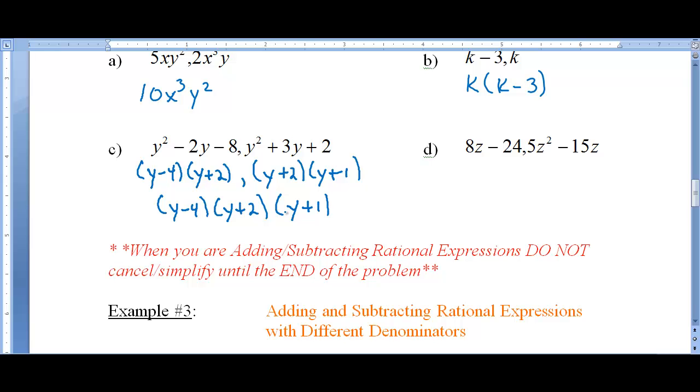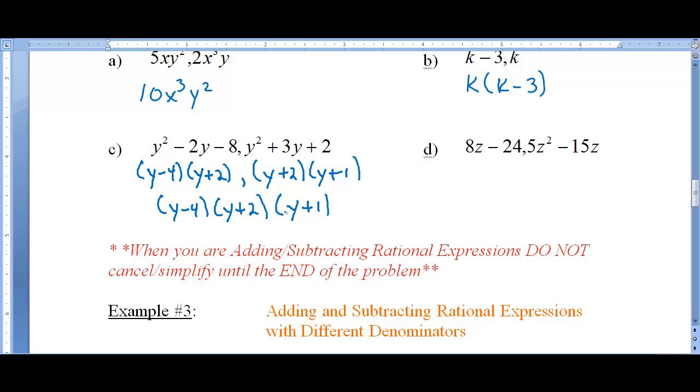So in other words, since we factored y squared minus 2y minus 8 to y minus 4 times y plus 2, the most times that y plus 2 occurred for that particular factor was once. And the same with the second. When we factor that, we got y plus 2 times y plus 1. So the most times that that factor y plus 2 occurred was one time.